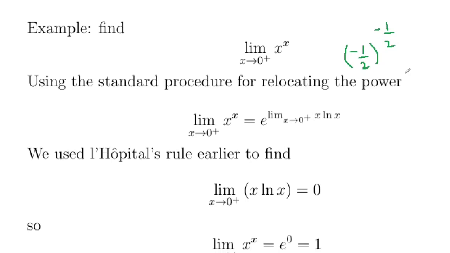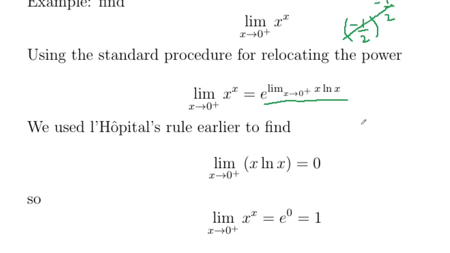Now, using the standard process, let's cross that out. Using the standard procedure for relocating the power that we just talked about gives us this expression here on the right-hand side. The x ln of x comes from the application of the logarithm, and the limit goes inside the logarithm and gives us this exponent here. Once we figure out limit of x ln of x up here as x goes to 0 plus, then e to that power will be the answer to our problem.